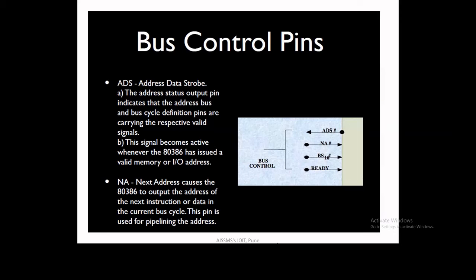The next pin is NA, also an NA bar pin. Its full form is next address. This next address causes the 80386 to output the address of the next instruction or data in the current bus cycle. So it gives the output, the address of the next instruction or the data.